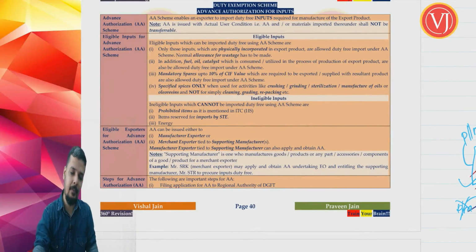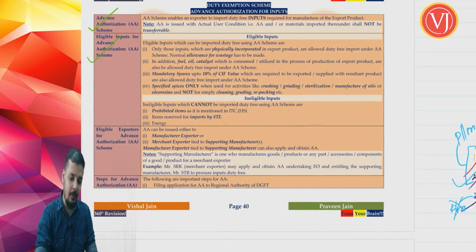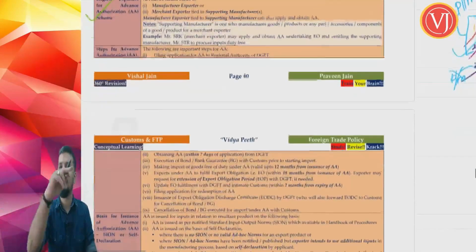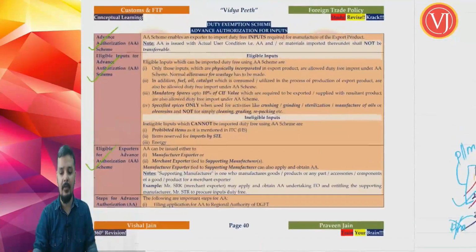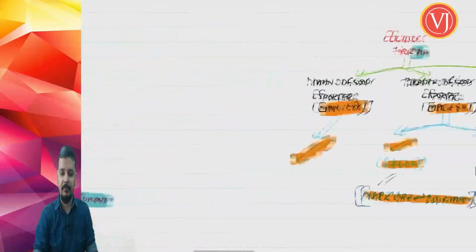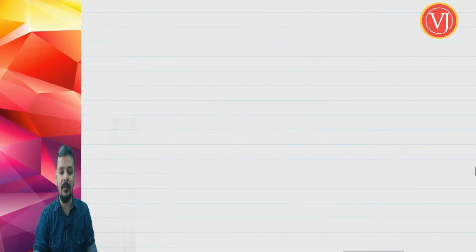If you look at the base points, you will find that the first point, the basic meaning of advance authorization, we have discussed. What are the eligible inputs, we have discussed. Who are the eligible exporters, we have discussed. Steps for advance authorization we'll discuss in the end, when we compare advance authorization and duty free import authorization. Now what is the basis of issuing advance authorization? We have discussed who can go for advance authorization. What is the basis of issue of advance authorization?